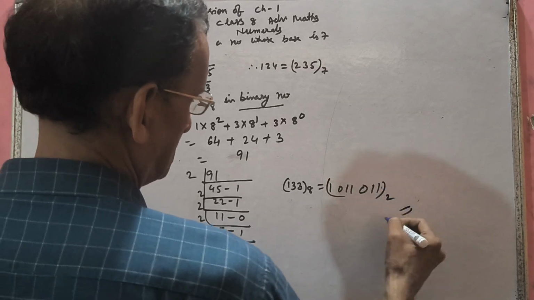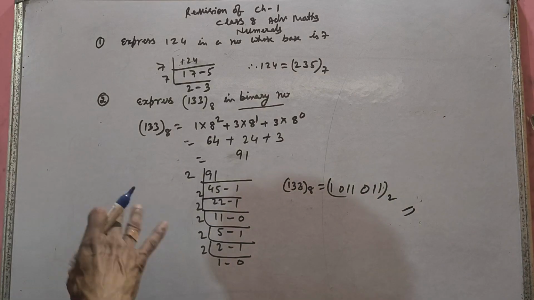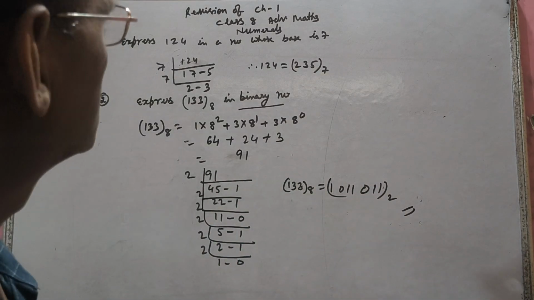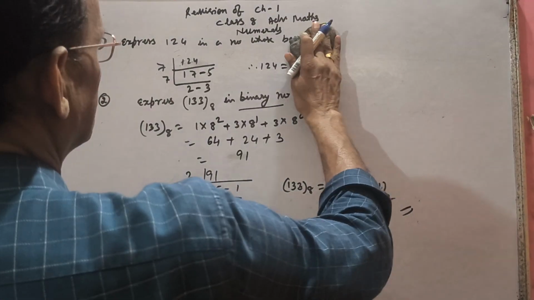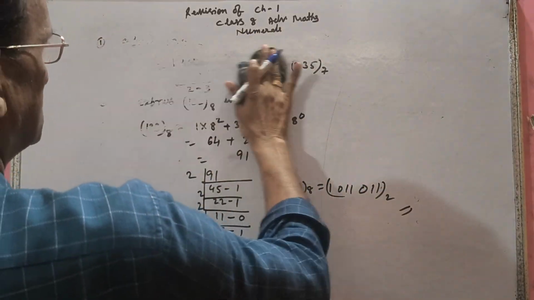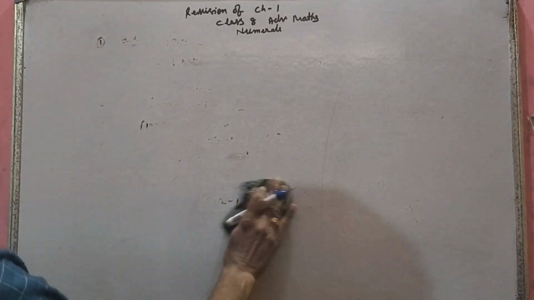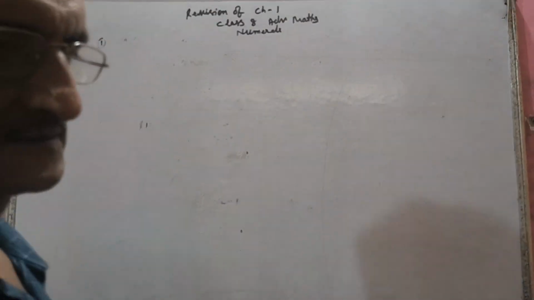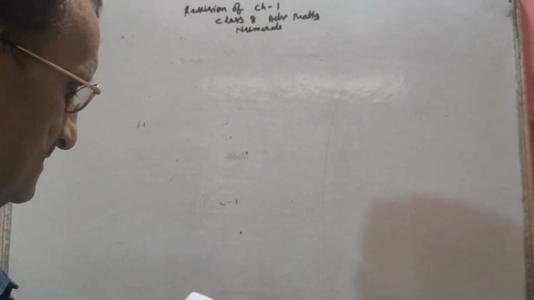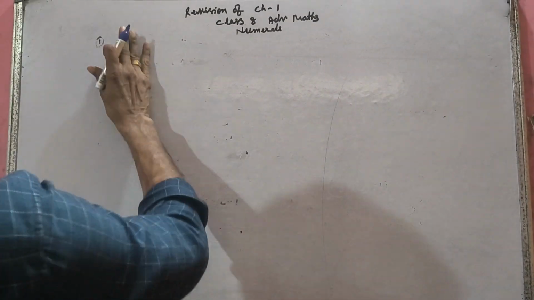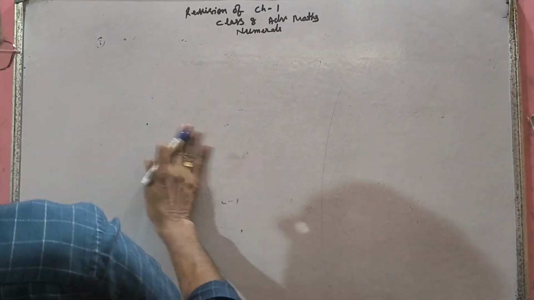Okay, so this is a little bit different sum. Keep in mind that you can't directly convert to the desired base. First you have to go to the decimal system. Clear? Then number 3, obviously a 1 mark question.